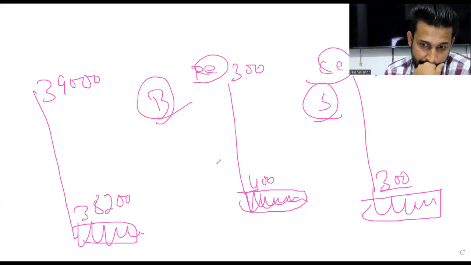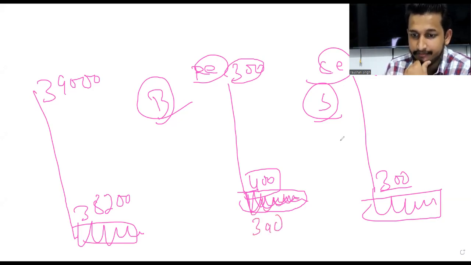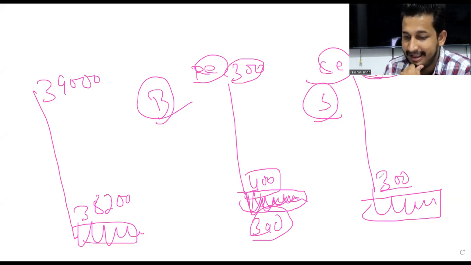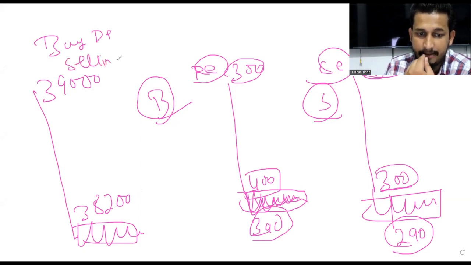If I'll buy at 300 it will go to 400. Market is going in range, it will decrease to 390. Okay, so if I'm buying at 300, the value is 390. So if I'm selling this call options at 400, the value has gone to 300. After the range, the value is 290. Which one is beneficial? Buying put option or selling call option? कौन सा beneficial है? C या फिर P?